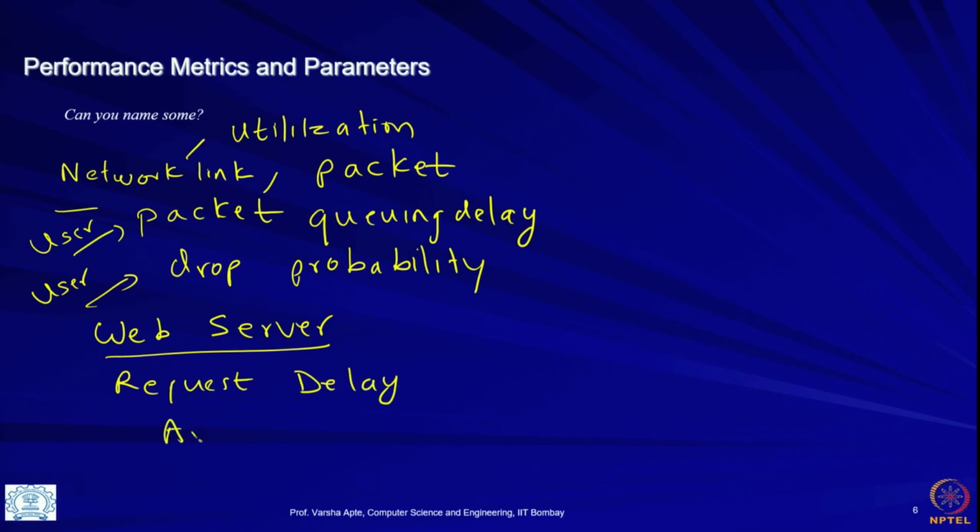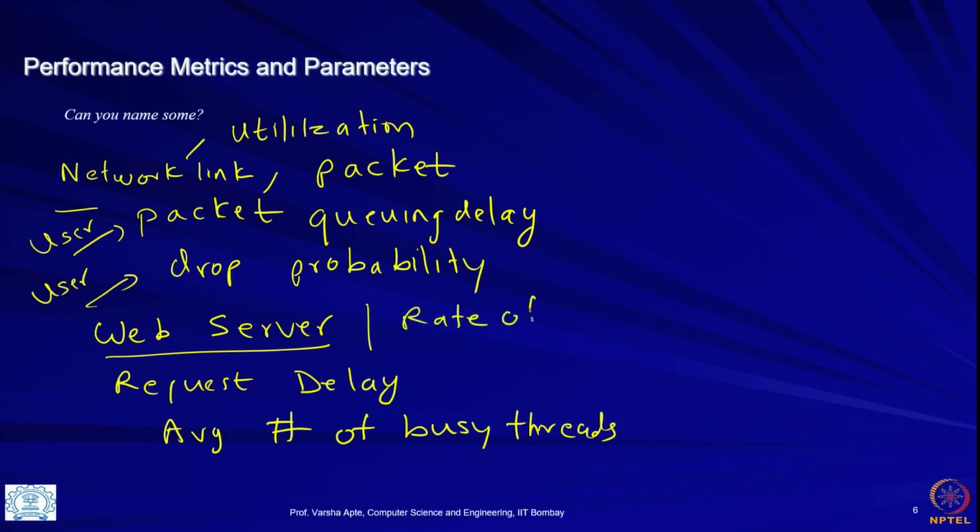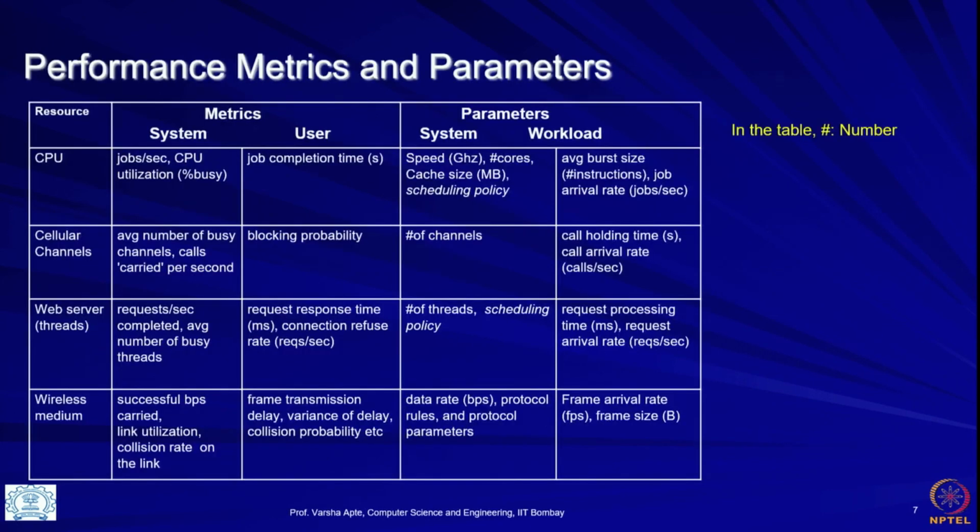Then we can have the average number of busy threads, this can be some metric. What could be a parameter? Parameter could be the rate of arrival of requests, right. So let us go ahead and look at this whole table that is here of various metrics and parameters. I hope you took some time to think about these things yourself.